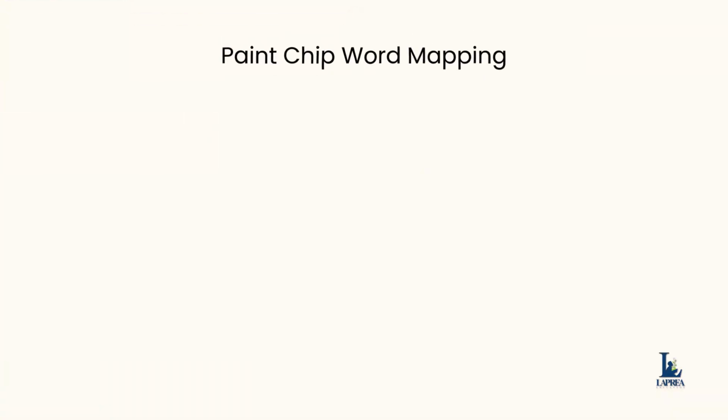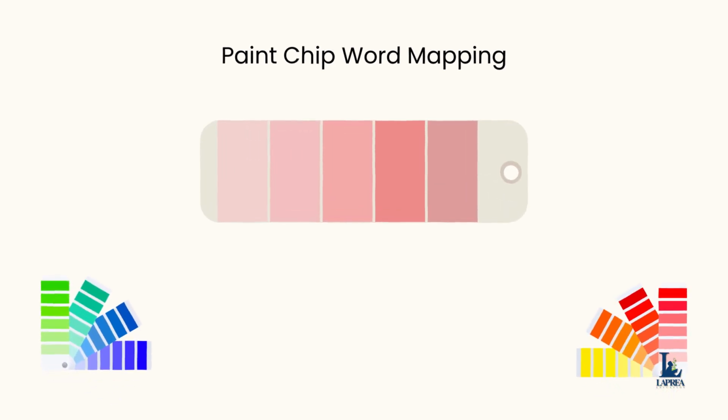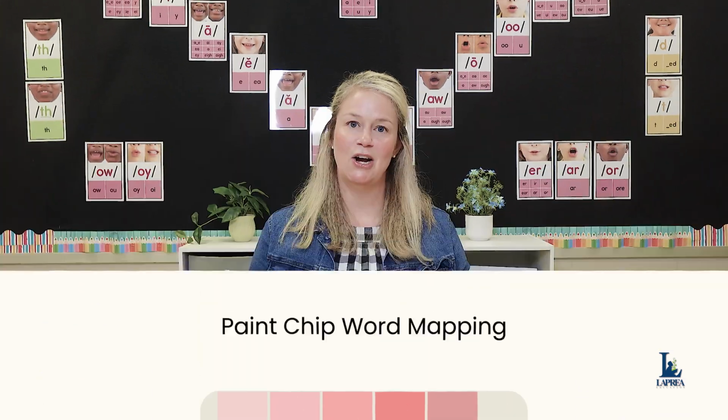The next great activity is called paint chip word mapping. So you'll need some of the free paint chip cards from hardware stores, and usually get about 4 colors. Each color box becomes a sound box. Students can tap each box for a sound and then write the matching grapheme. You can use it for CVC, digraphs, or blends.